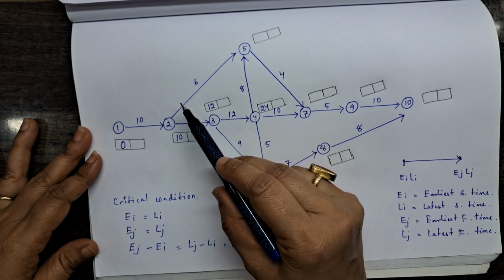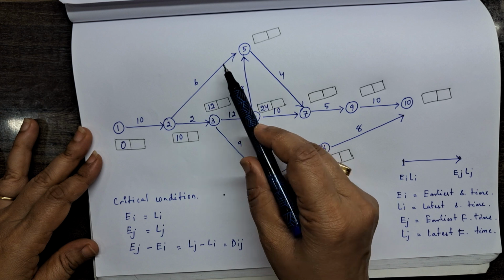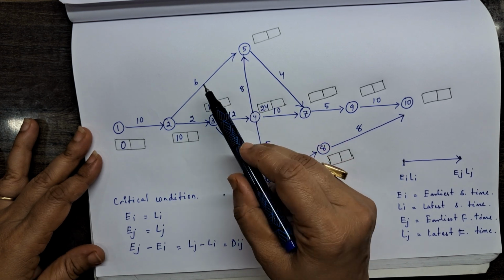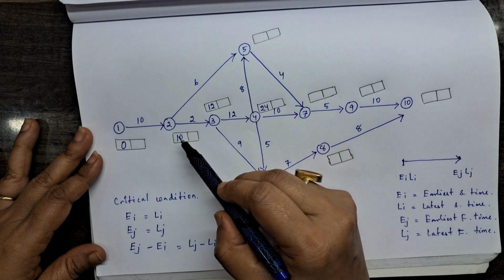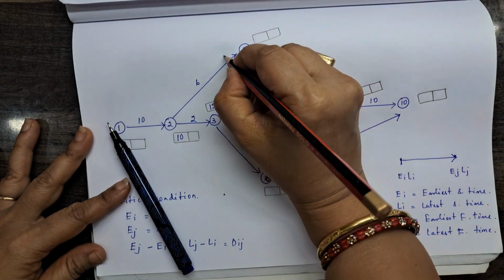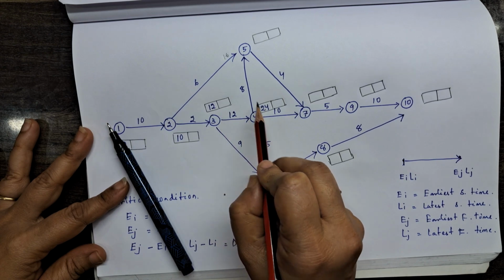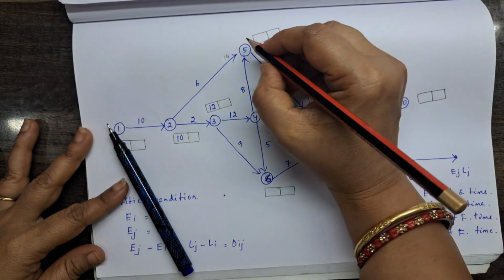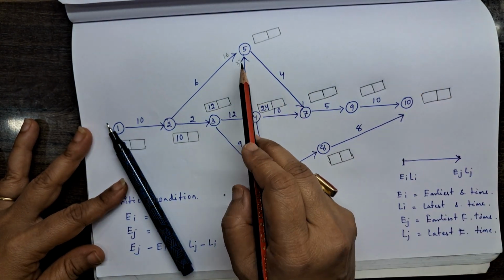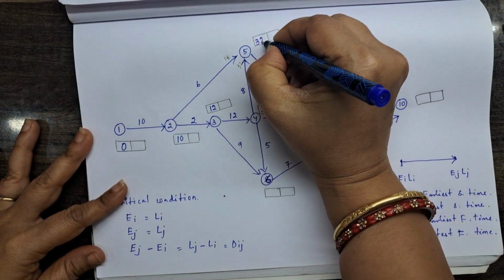Plus 8. When we move up to 5, you see the arrow heads of 2 arrows are here. So how are we going to calculate? First is 10 plus 6 is 16, so I am writing 16 here. Another one is this 24 plus 8, that is 32. When we move forward, we have to take the maximum value. So here the maximum is 32, so we have taken 32.